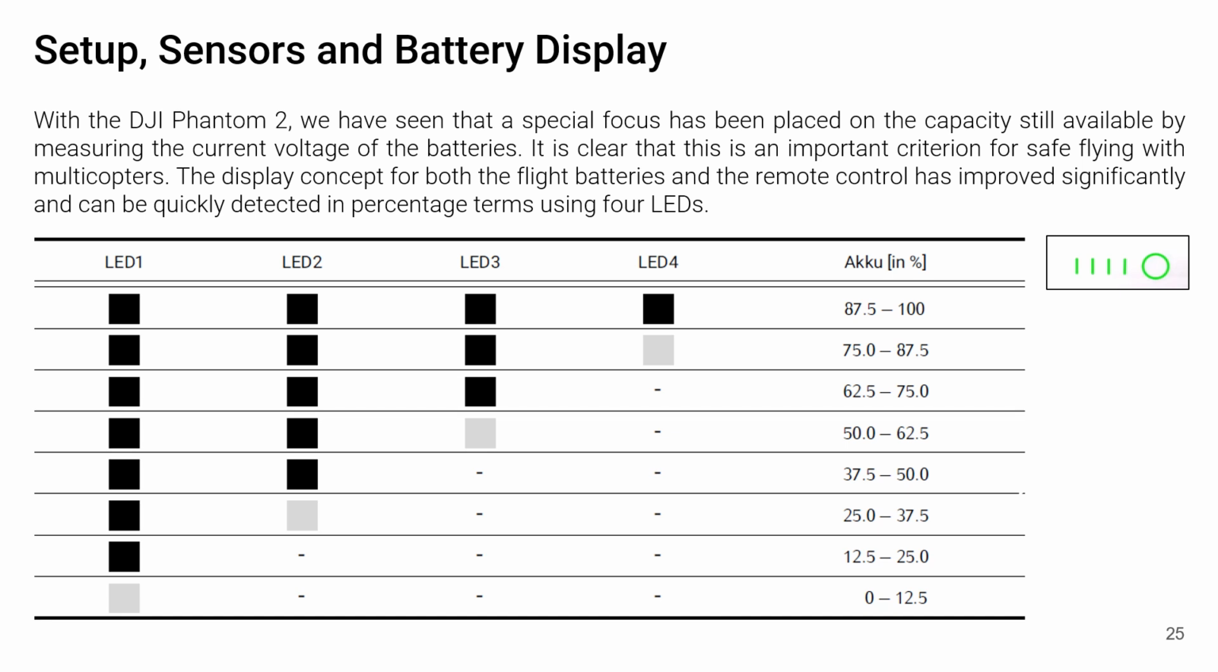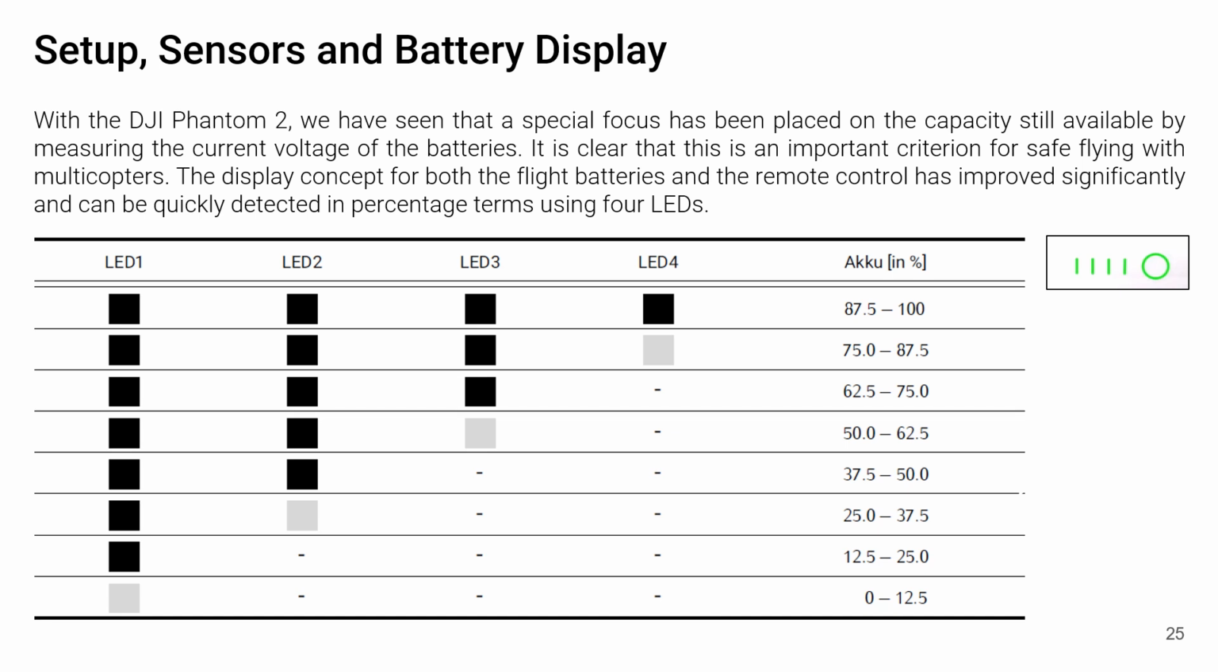With the DJI Phantom II, we saw that there was a particular focus on the capacity still available by measuring the current voltage of the batteries. It is clear that this is an important criterion for safe flying with multicopters. The display concept for both the flight batteries and the remote control has improved significantly and can be quickly measured in percentage terms by 4 LEDs.